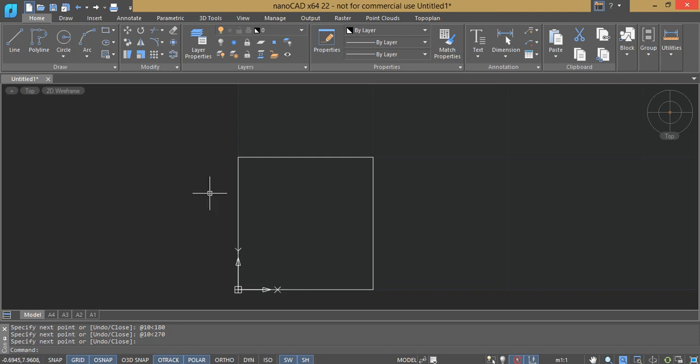Always remember, for absolute, every measurement comes from this origin. It does not change. But for relative, whenever you put at, the end point of that line becomes my origin.